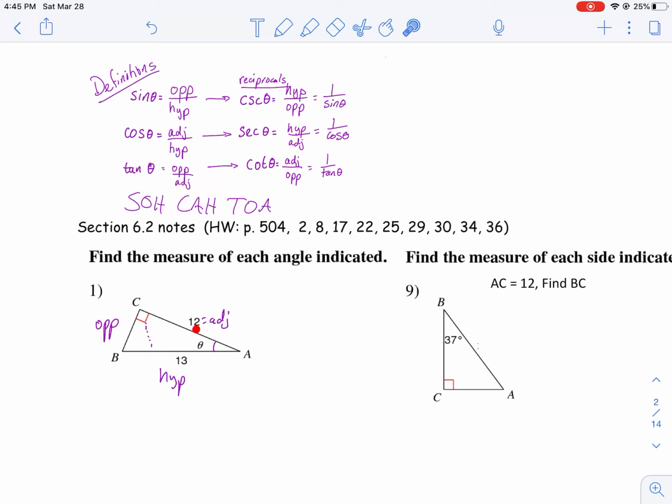Some of you are jumping ahead and saying, hey, we have adjacent and hypotenuse. Let's use cosine. You're exactly right. If you're not sure, just think it through. Sine of the angle, we don't know the angle, equals opposite, we don't know the opposite side. So now we have two variables that we don't know. Tangent, we don't know the angle, we don't know the opposite side. So that leaves us with cosine. So let's set it up. Cosine of the angle equals the adjacent side, which is 12, over the hypotenuse, which is 13.